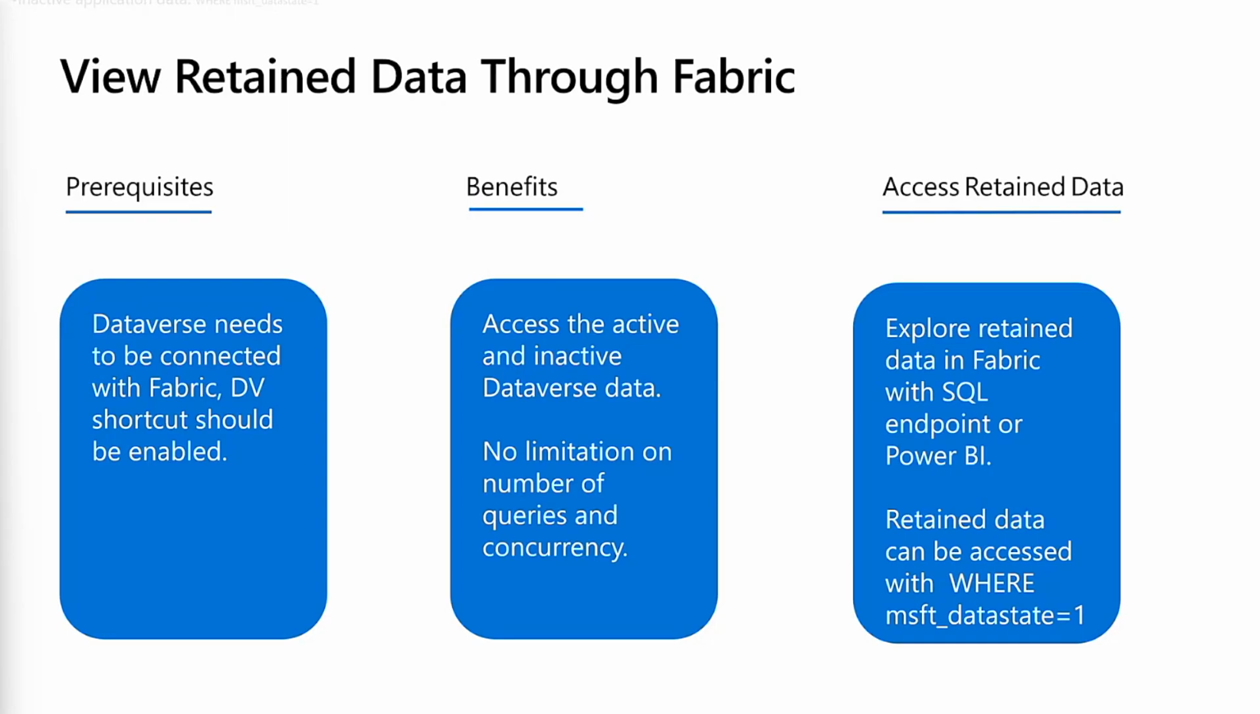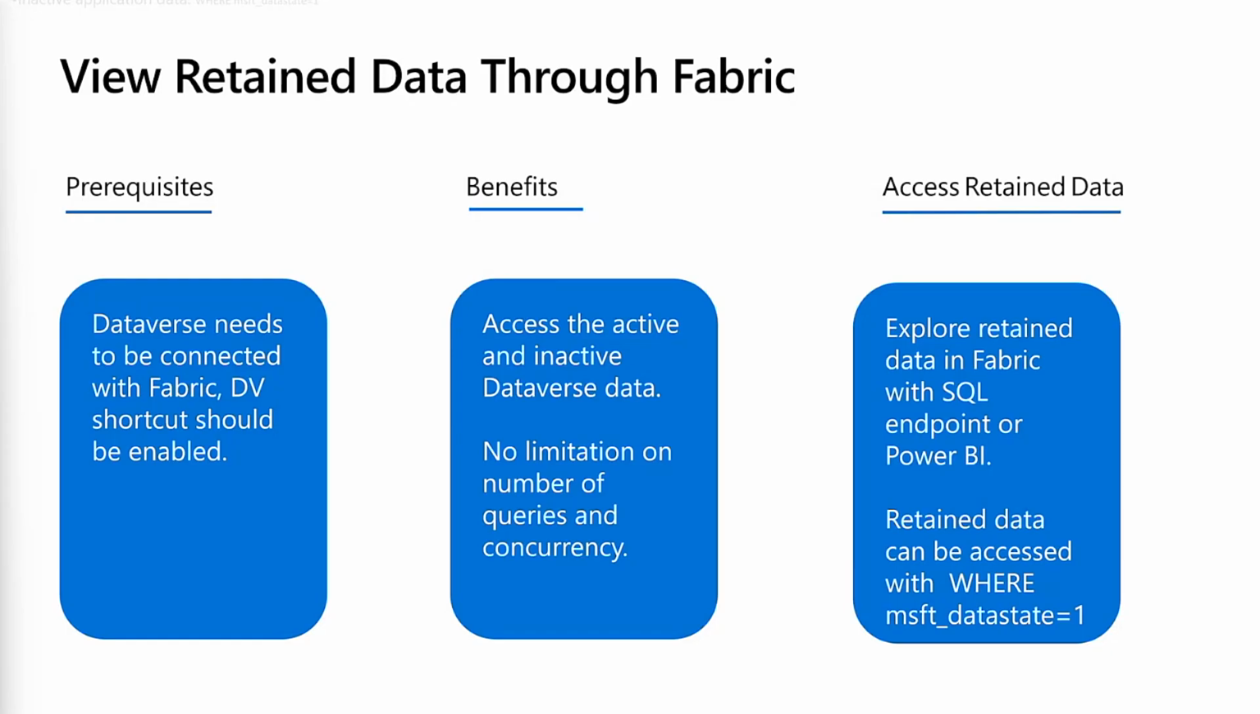Let's move on to our next slide. Here we'll be talking about how we can view the retained data through Fabric. Now you know that access to retained data has a few limitations in terms of concurrency and how many total calls you can make in terms of API. When you are using Fabric, those sorts of limitations are not there. So for connecting your Dataverse data to Fabric, what you need to do is enable the Fabric shortcut.